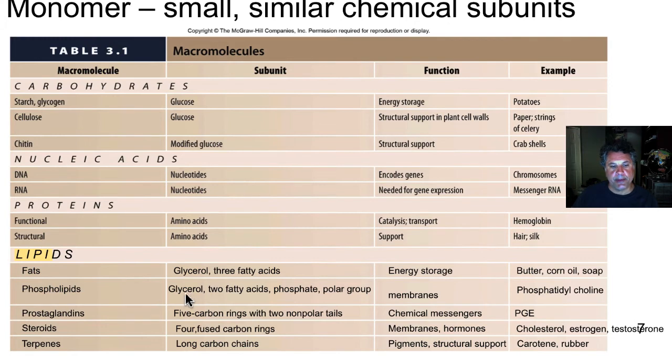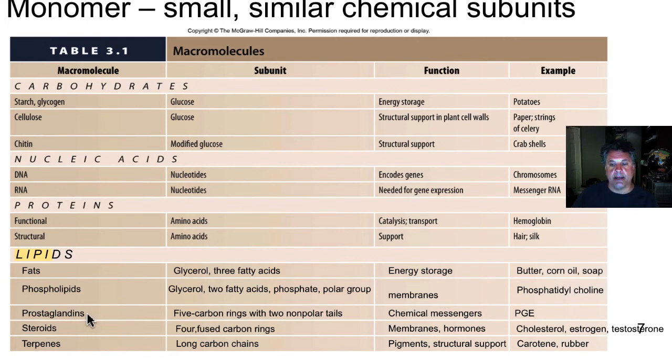Now, phospholipids are made of glycerol, as are fats, but linked to that glycerol are 2 fatty acids, not 3, and a phosphate and another polar group of atoms linked together, a polar functional group. Those constitute phospholipids, and we'll talk a lot about those. We're going to spend a lot of time talking about membranes and the importance of membranes for cellular life.